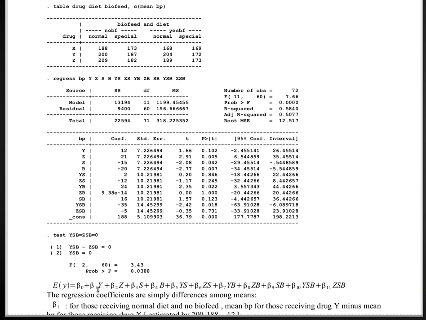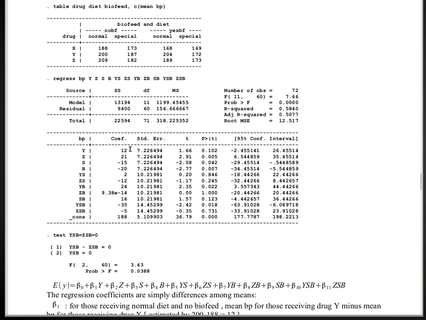It is indeed a difference between the 2 expected values. The expected value for those receiving drug Y, normal diet, and no biofeedback, minus those receiving drug X, no special diet, no biofeedback. That's beta 1. It is a difference between two means. What is that in this particular instance? We can now look at the estimate of beta 1, which is our B1 here. And what is it? It's 12.